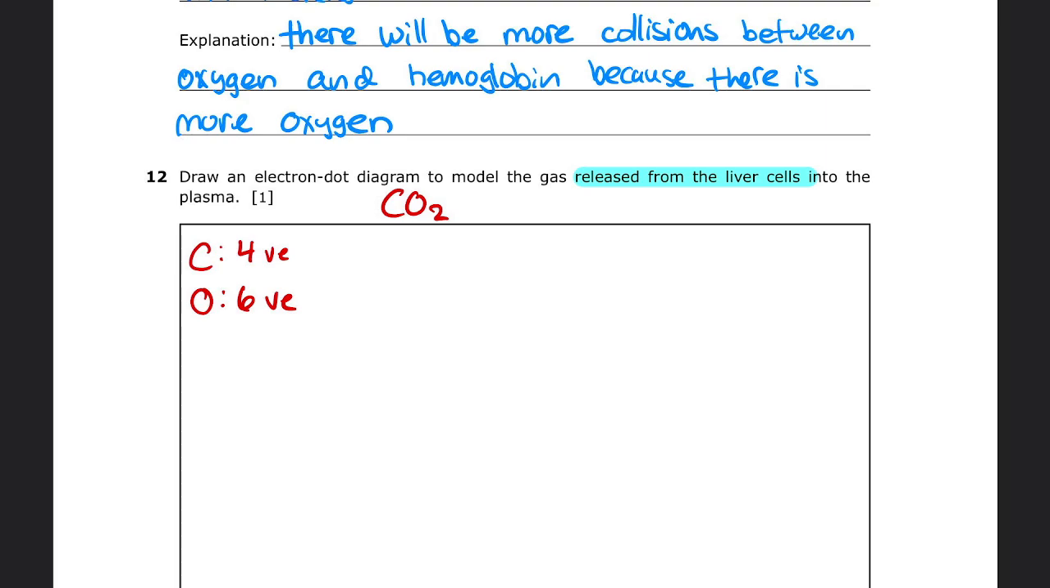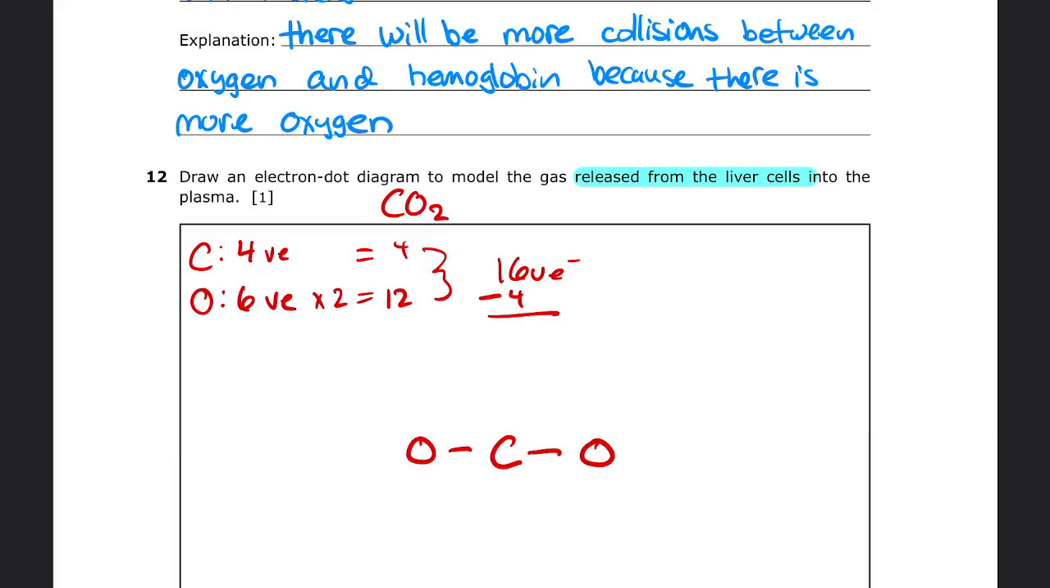Each oxygen, and we have 2 of them, is going to have 6. So that's a total of 12 electrons to distribute. Carbon has 4. So in our dot diagram, ultimately we have to distribute 16 valence electrons. Since carbon is written first, I'm going to draw it in the center, and I'm going to connect both of these by single bonds. Each bond has 2 electrons, so we can subtract 4. That gives us 12 remaining valence electrons, or 6 pairs, to then assign around the molecule.